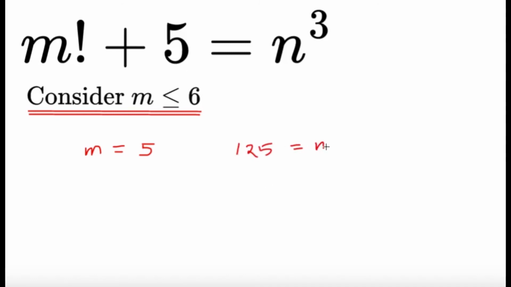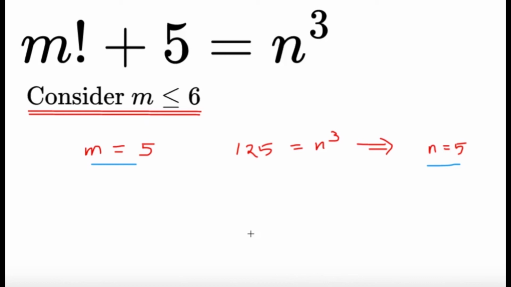And here we have the first solution. 125 is 5 cubed, so from here n equals 5. So we have one possible solution thus far: m equals 5 and n equals 5. We have one more case to check. m is equal to 6. So 6 factorial is 720, so 6 factorial plus 5 is 725. That's equal to n cubed, but 725 is not a perfect cube, so m equals 6 doesn't work.